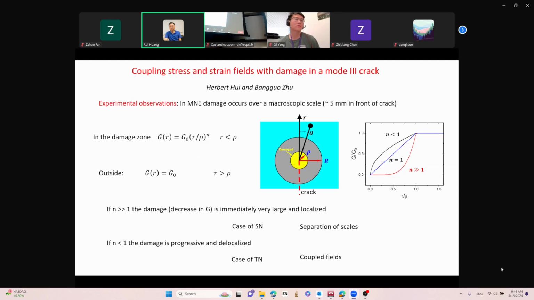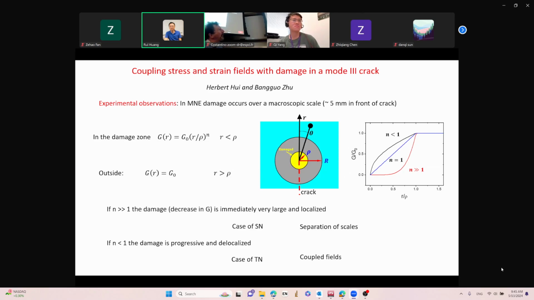And how does this damage zone, represented by a decrease in modulus, which then we're going to look at with a decrease with our damage measurement, how does that affect the fields? So inside the damage zone, he defines this G of R as a function of position as G0 times R over rho, where rho is the total length of the damage zone, to a power n. And these two different values of n correspond pretty much to our two networks.